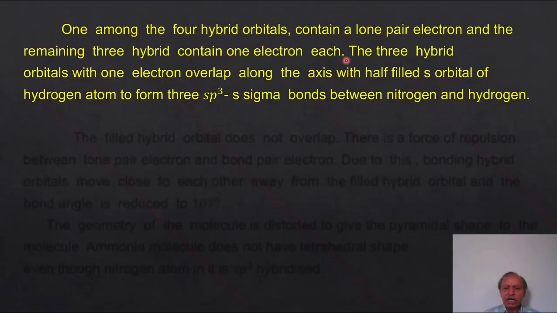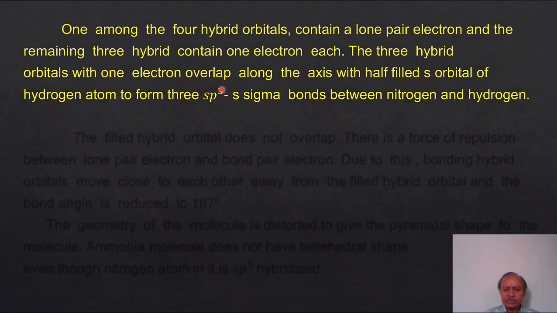These 3 hybrid orbitals with one electron each will overlap. A hybrid orbital containing one electron will overlap with the half-filled s orbital of a hydrogen atom, and this will result in the formation of 3 bonds, one each between nitrogen and hydrogen. So 3 bonds are formed, and each bond is an sp3-s sigma bond.